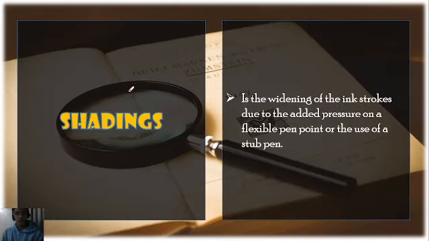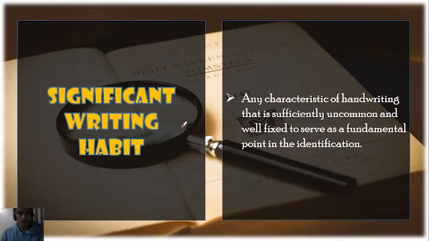And shadings. So this is the widening of the ink. Widening of the ink, and usually widening of the ink is ano natin yan. Mabubuo yan if there is too much pen pressure, or the more pressure that we put on the pen, then shading is being formed. And then a significant writing habit.